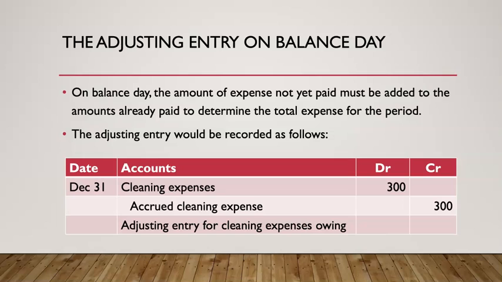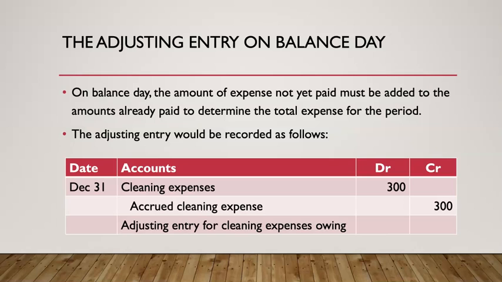So the adjusting entry in this case would be as follows. On December 31, because that was our balance day, I'm going to report $300 additional cleaning expenses. Cleaning expenses is the expense element, and expenses going up is a debit, as we know by PALE, and we need to record this additional 300.